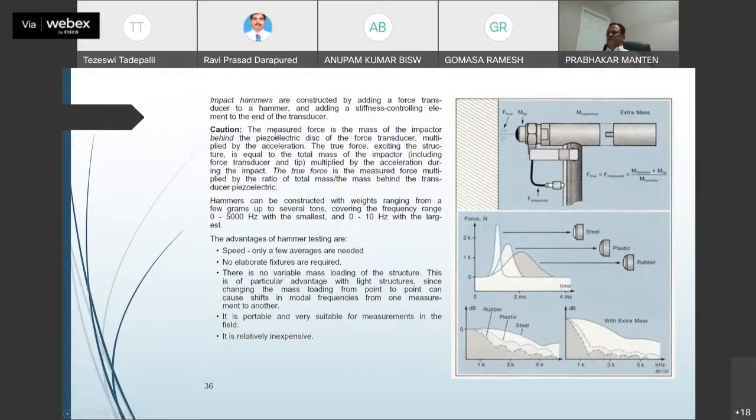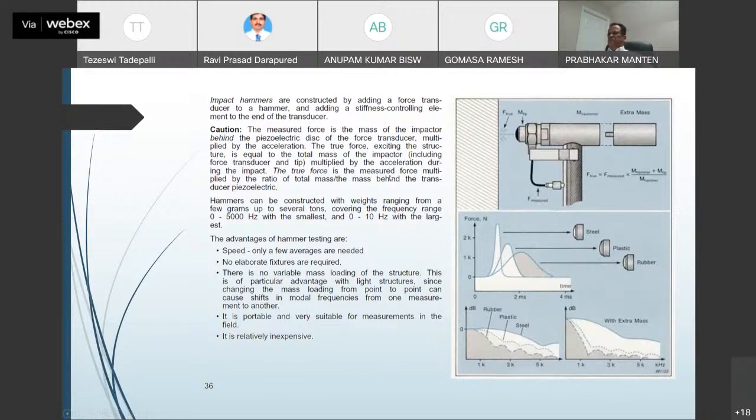And you should be careful that the measured force is the mass of the impactor behind the piezoelectric disc of the force transducer multiplied by the acceleration level: mass times acceleration, how fast your movement of the impact is, together gives the amount of force going into the structure. The true force exciting the structure is equal to the total mass of the impactor, including the force transducer and the tip, multiplied by the acceleration due to the impact.